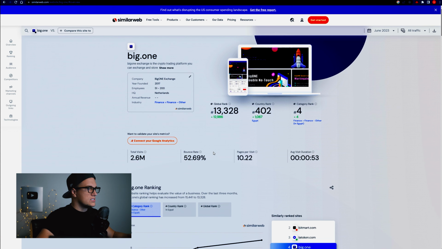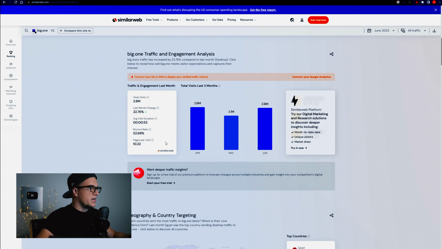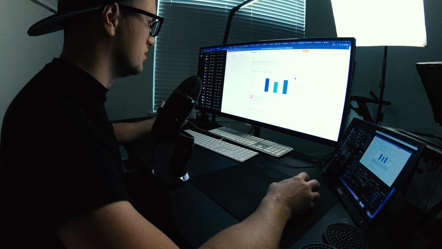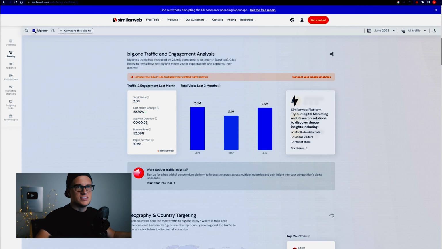Okay, BigONE seems like another exchange that is buying traffic. Average visit duration is only 53 seconds. Pages per visit, 10 pages. Like, people spend 5 seconds on each page. It doesn't look good to me. So it doesn't seem like there is a lot of organic traffic on this exchange. Let's move on.